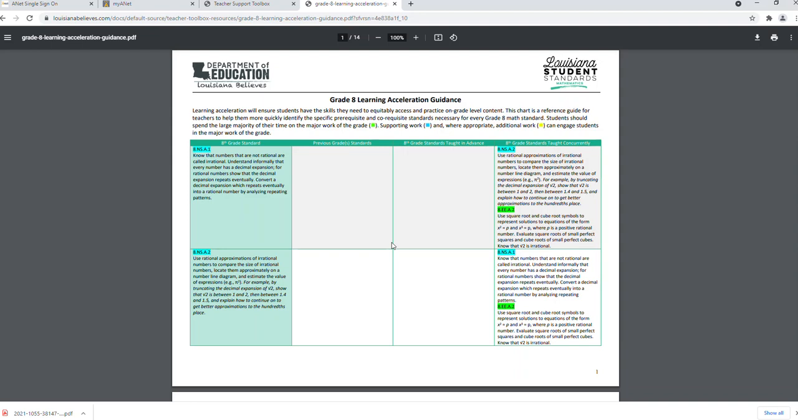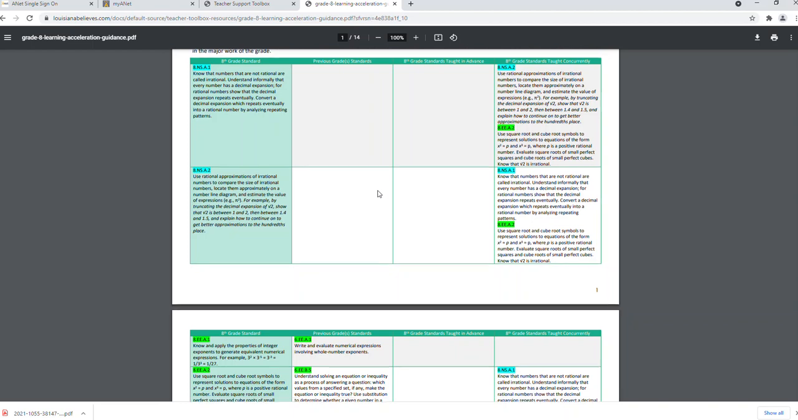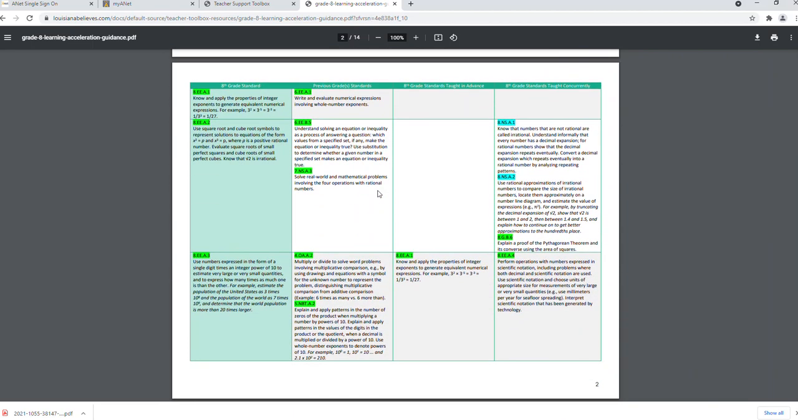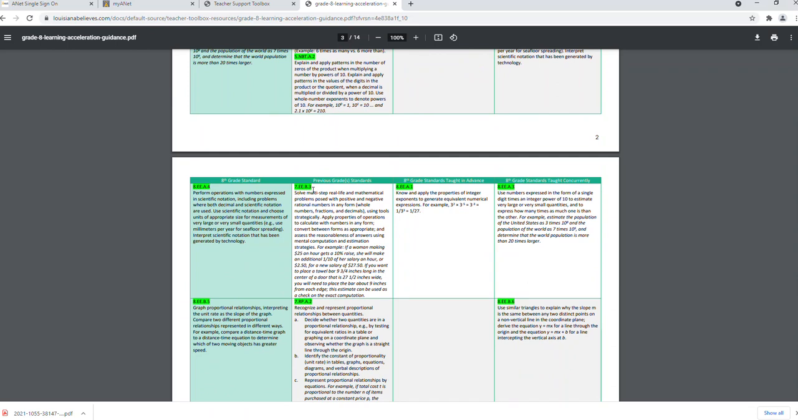Students should spend the large majority of their time on the major work of the grade and supporting work, and where appropriate, additional work can engage students in the major work of the grade. What I want you to notice though, this is 8th grade, so when you looked at the math diagnostic for 8th grade, those standards that were tested on the math diagnostic, what you should do is look to see, and I know there's some 4th grade and 5th grade as well, but the 8th grade math diagnostic was specifically 7th grade standards. So go through the previous grade standards, see where it says 7.EE.B.3, that was one we read. That is a prerequisite for this current grade standard. So this is where you would incorporate this prerequisite standard into the curriculum when you get to that grade level standard.